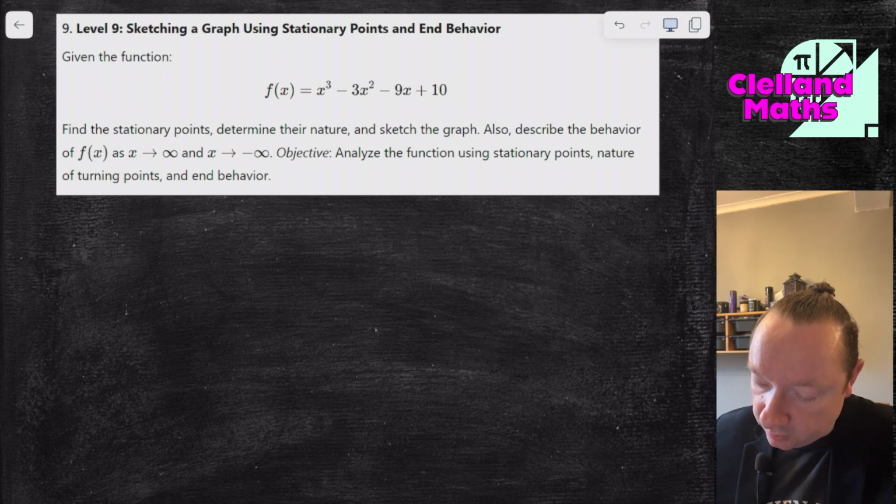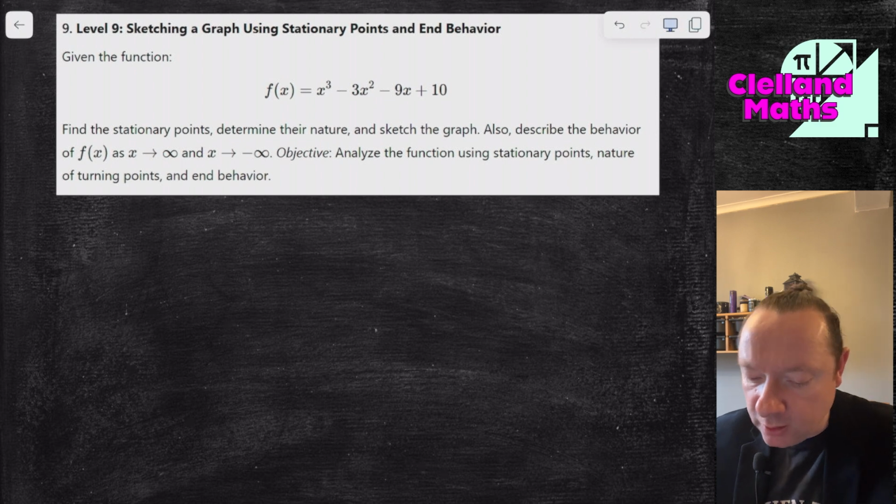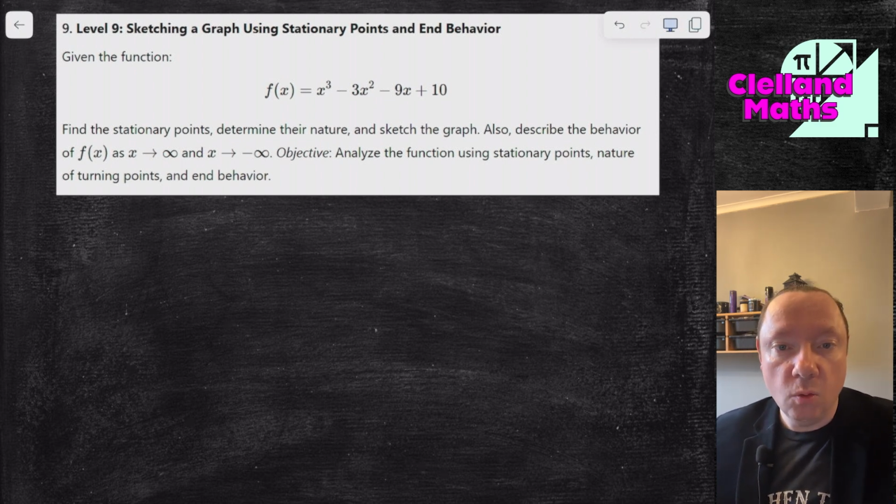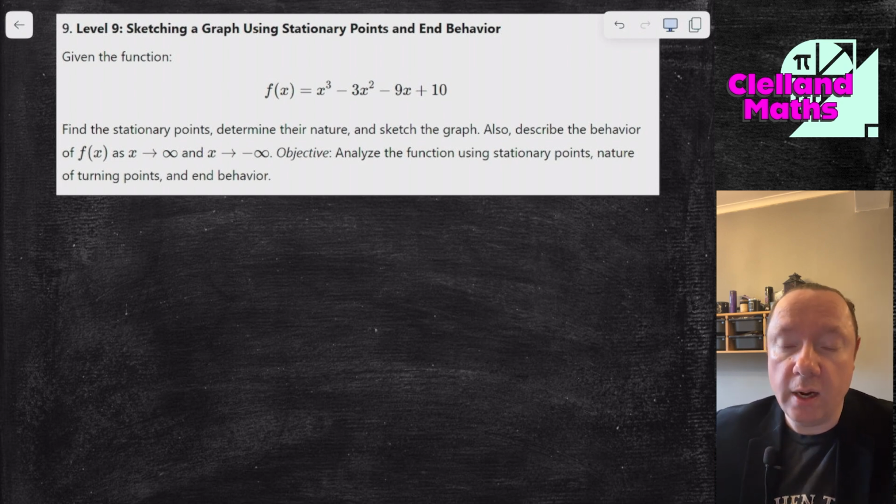Okay, so to analyse the function using stationary points, nature of turning points and end behaviour. Okay, so when you're sketching a graph, you need to know where it cuts the x and y axis, but you also need to know its turning points. Now, turning points are stationary points, so stationary points occur when f dash x equals 0. So we're going to have to do differentiation as well. So I think I'll start with the differentiation.